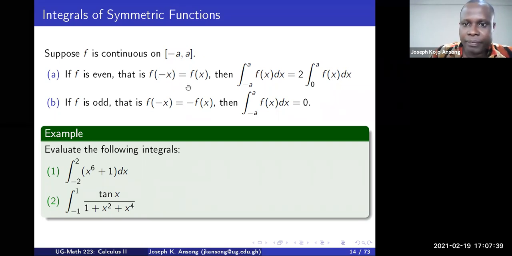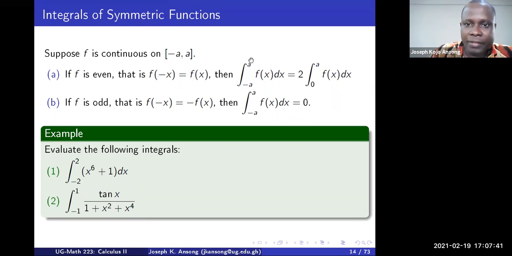If that is the case, then the integral from negative a to a of f of x dx can be written as 2 times the integral from 0 to a of f of x dx. So you can often use this trick to simplify your integration. That's why we are doing that here.